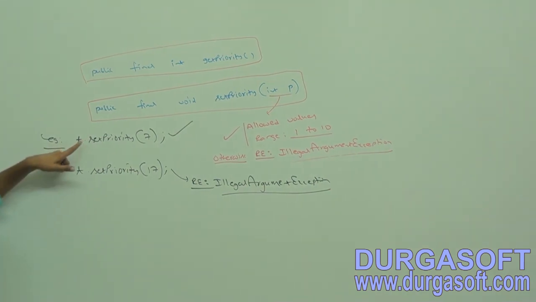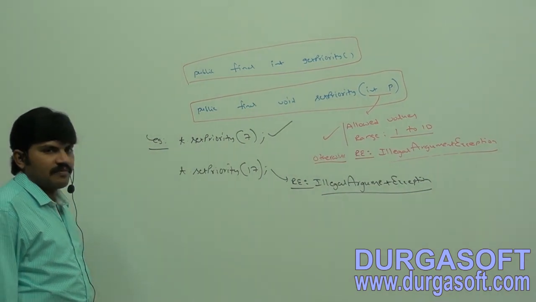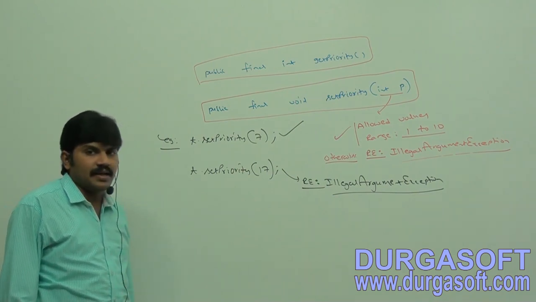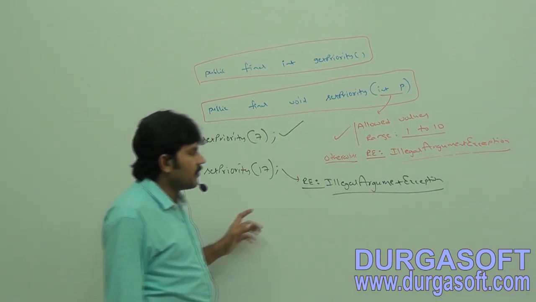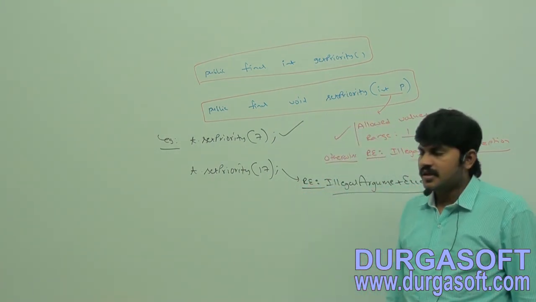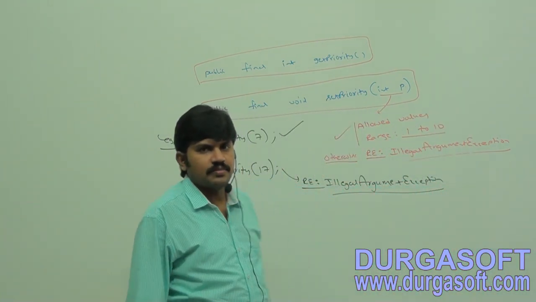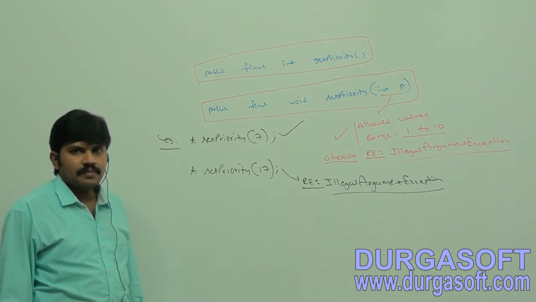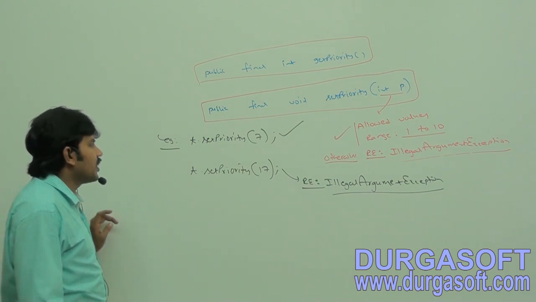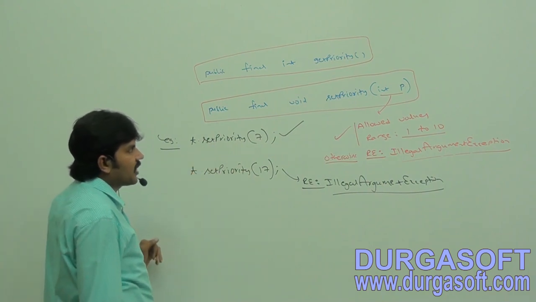Example: t.setPriority(7) is valid. t.setPriority(17) gives IllegalArgumentException, like we are going to get. Can I complete it, right? So that's all. This is what you should be aware of about thread priorities, I mean related to the setPriority and getPriority methods.